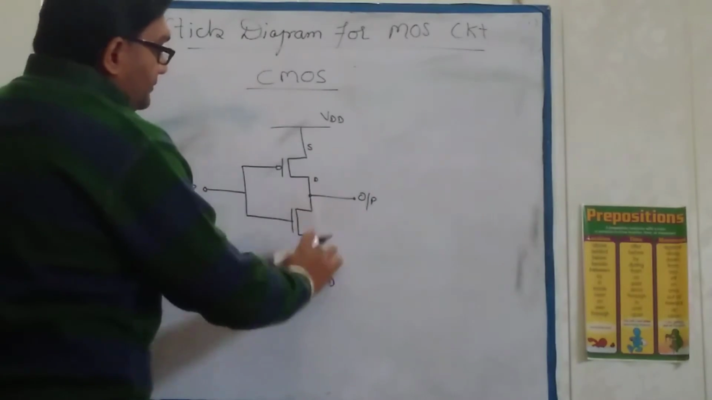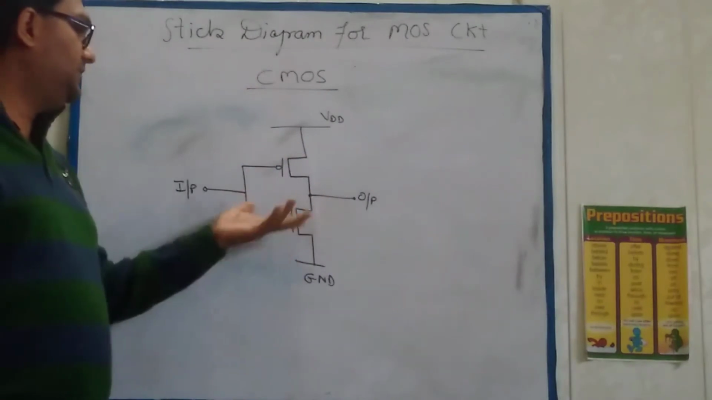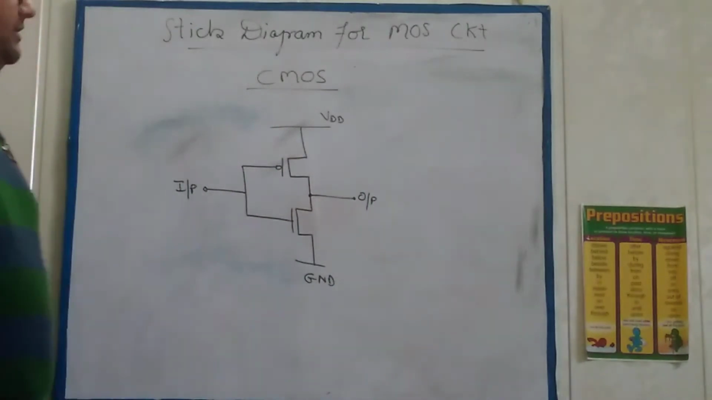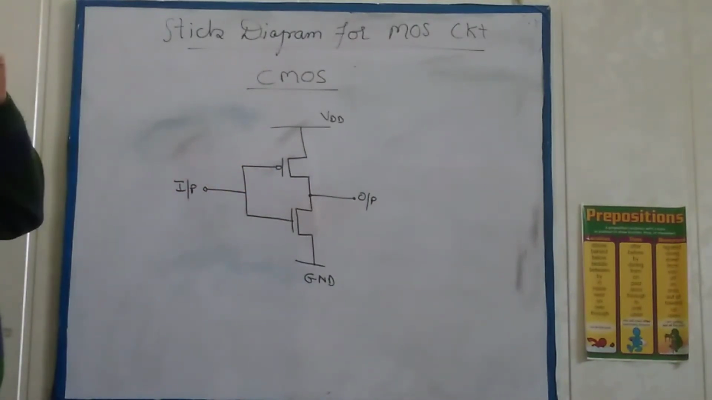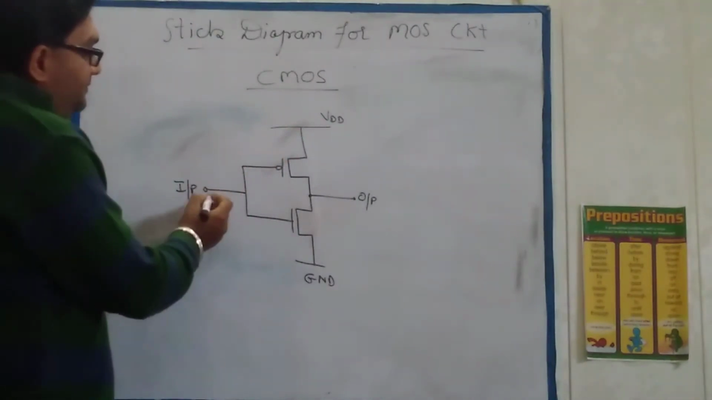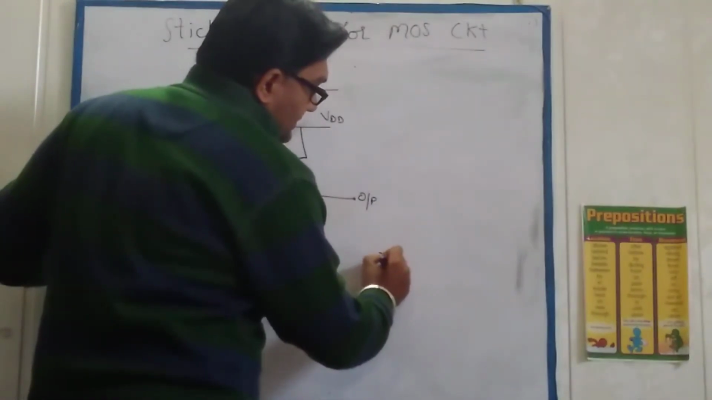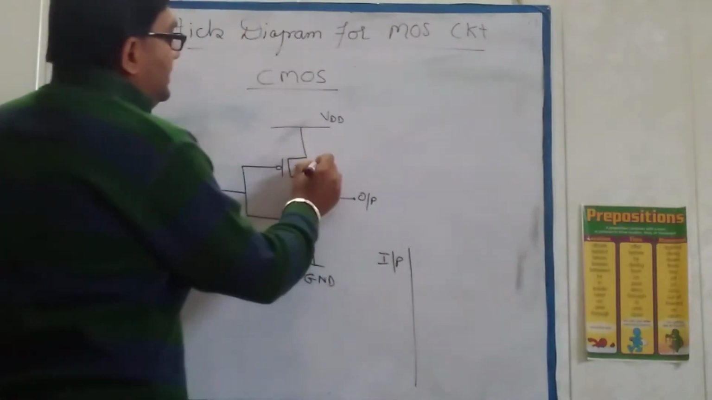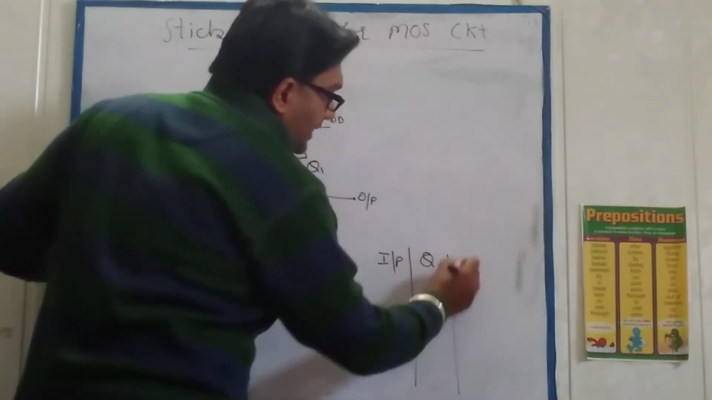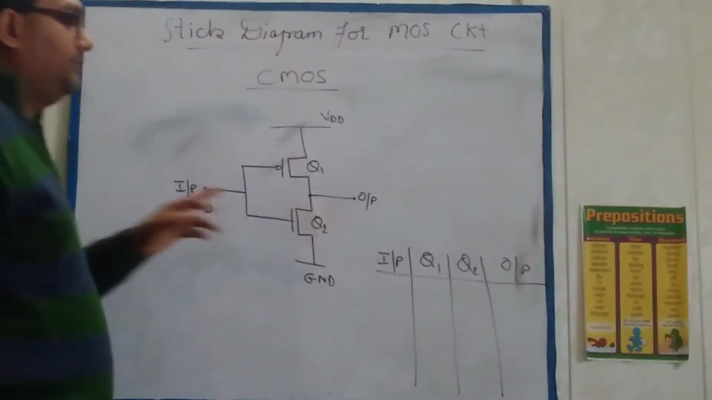This is the circuitry for the CMOS. This is the basic circuit for the CMOS, and it acts as an inverter. Now we will see how this circuit acts as an inverter. We proceed similarly as we did earlier for NMOS and PMOS. Let us suppose I apply the input as 0. We make the truth table with input on this side, then take this transistor as Q1 and this transistor as Q2, and the output.